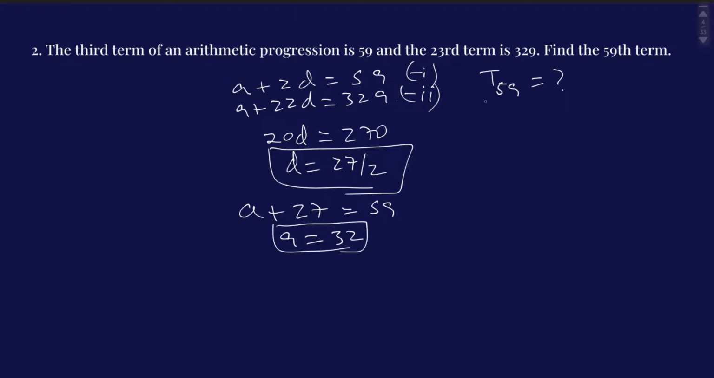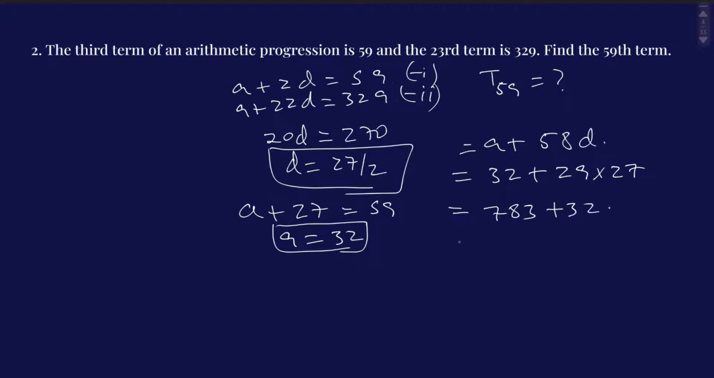So now the formula for T59 is going to be nothing but a plus 58d. Okay, so a is 32 plus 58 into 27 by 2, which is going to be 29 into 27. Okay, so now 29 into 27 is 783 plus 32. So this is going to be equal to 815, and that is your answer.